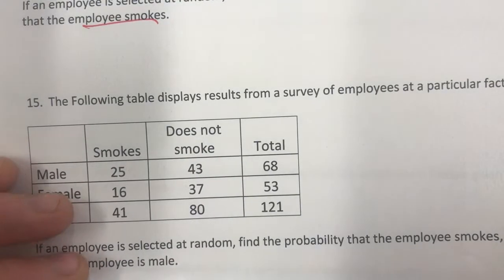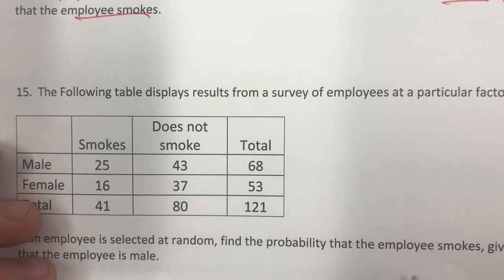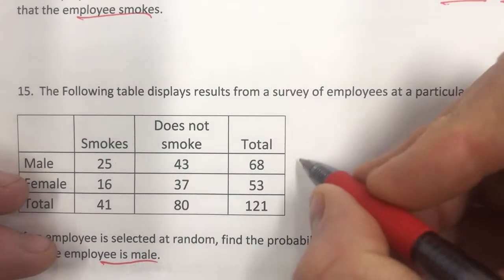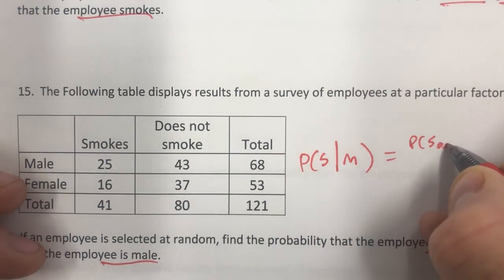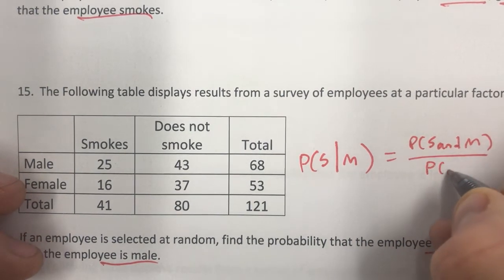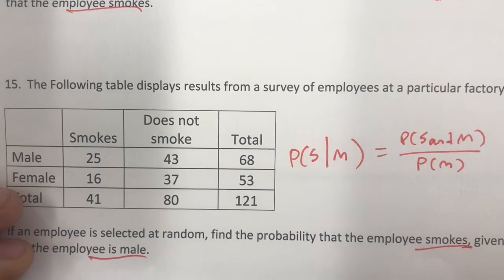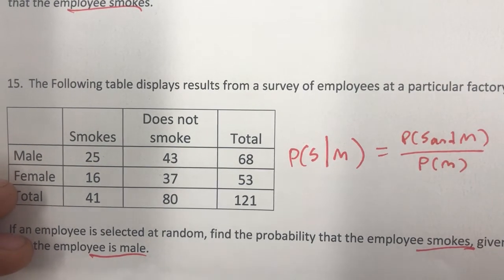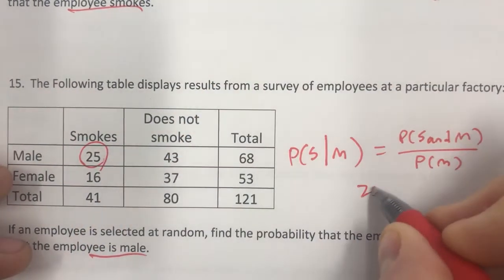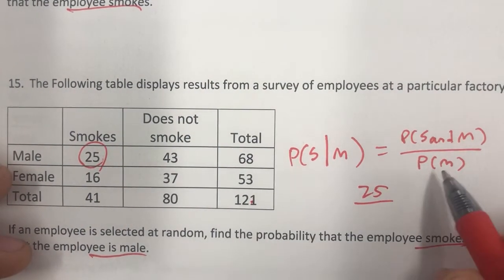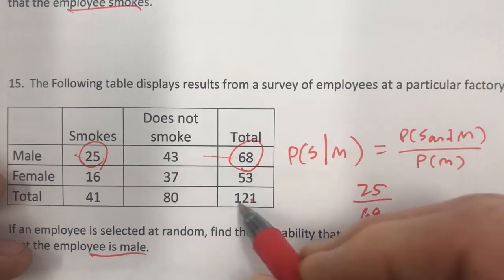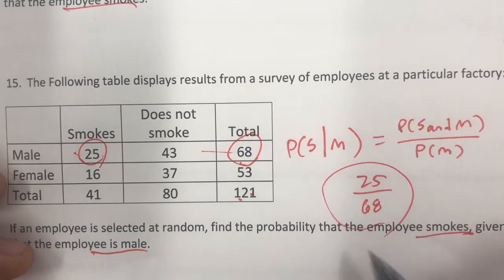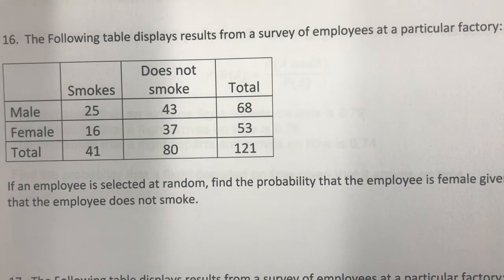15 here. Find the probability the employee smokes given that is male. So probability that he smokes given he's male. So that's going to be probability he smokes and is male divided by probability that he's male. So he smokes and is male is right there. It's 25 out of 121. Divided by probability he's male. Male would be over here, 68. Divided by 121. The 121s would cancel and just be this. And you divide it.